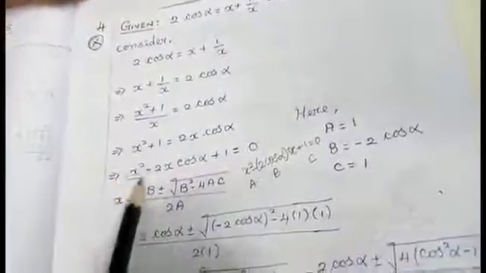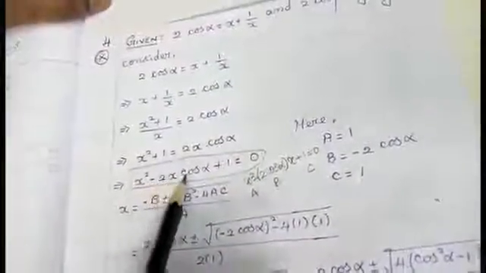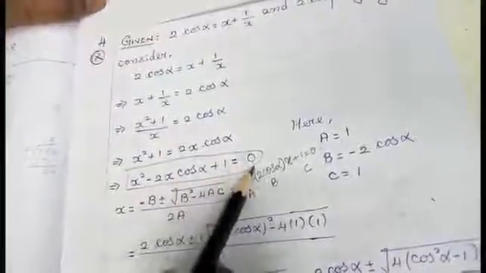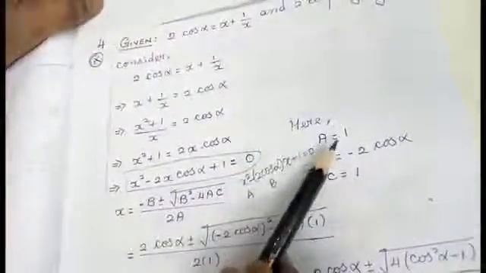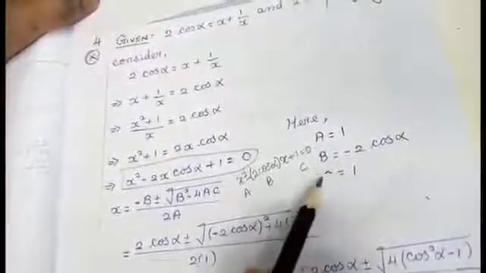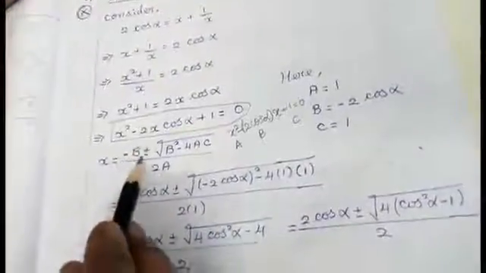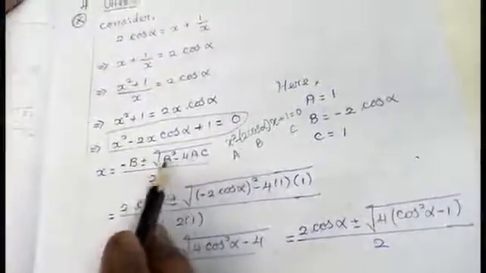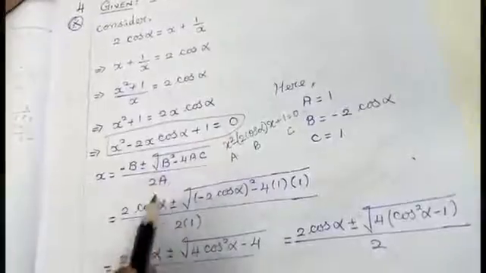After cross multiplication, I get a value like this, x square. That is in quadratic form: x square minus 2x cos alpha plus 1 equal to 0. Here a equals 1, b equals minus 2 cos alpha, and c equals 1. So I am going to use the quadratic formula, x is equal to minus b plus or minus root of b square minus 4ac, all divided by 2a.